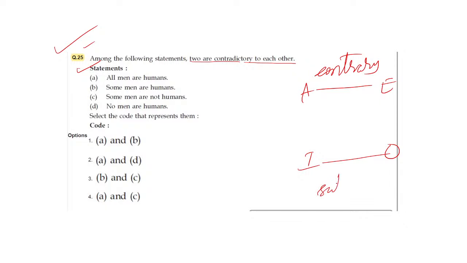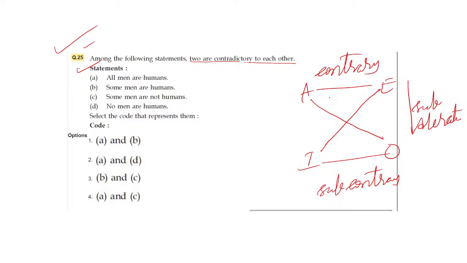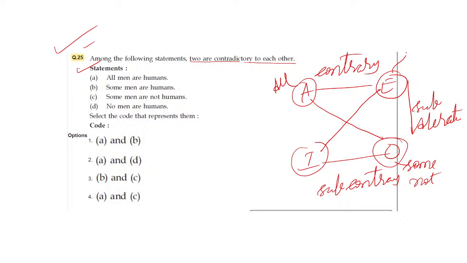These are subcontrary. These are subalternation. These are contradictory. Okay, contradictory are A, O and I, E. If we have to see, A, O means in A, "all" will come; in O, "some not". In E, "no" or "none" will come; in I, "some" will come. We have to search for these keywords, that's it.